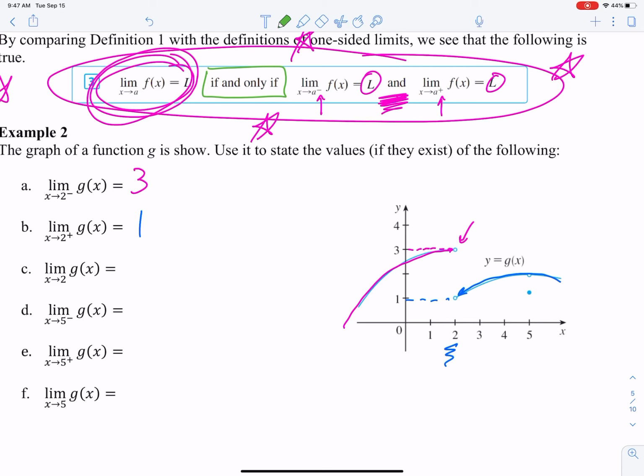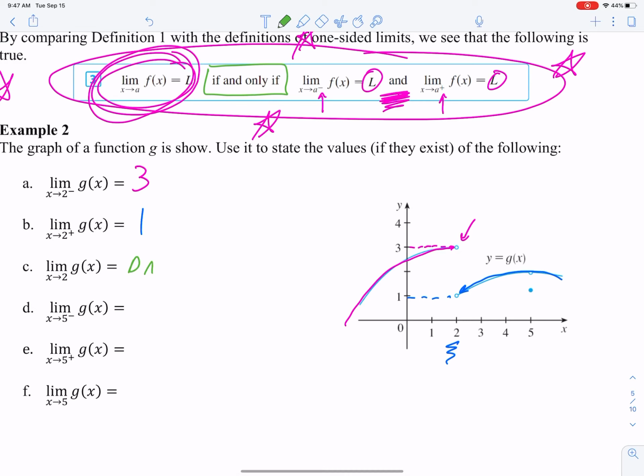All right, so now based on the definition up here that I said was so incredibly important, let's see. The limit from the left is 3, the limit from the right is 1, but the statement up above says they need to be equal for the limit to exist. So in other words, this limit does not exist. DNE means does not exist.